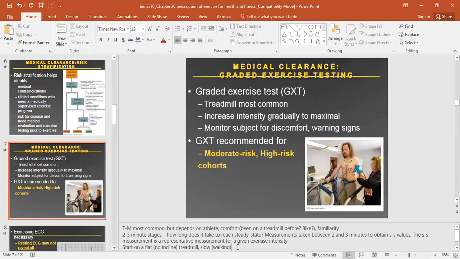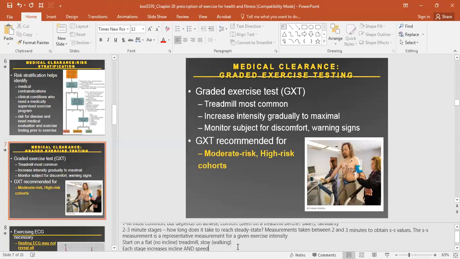So you start on a flat, no incline treadmill, and you walk slow for 2 to 3 minutes. Then each stage after that, 2 to 3 minutes, increases in incline and speed. So not only is your pace faster, but you also increase incline. So you start walking up a hill.